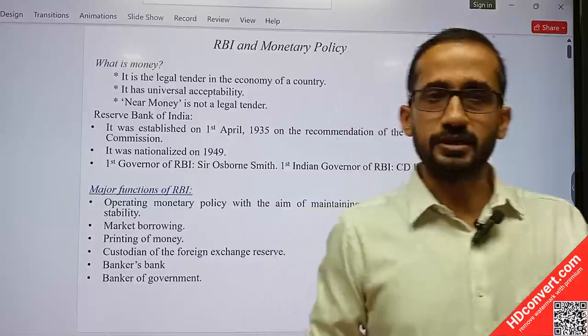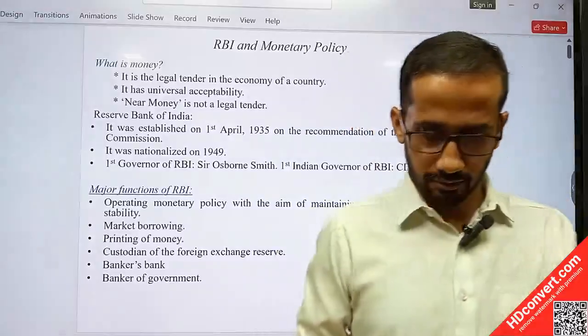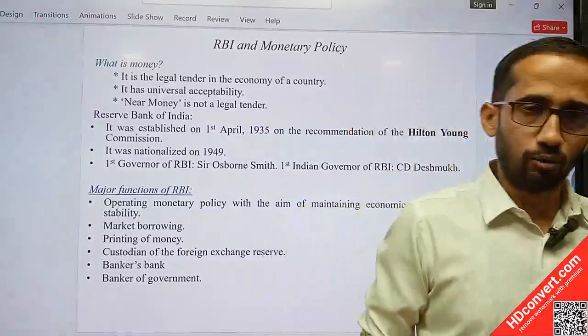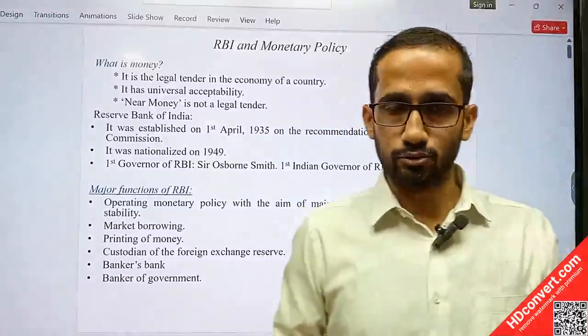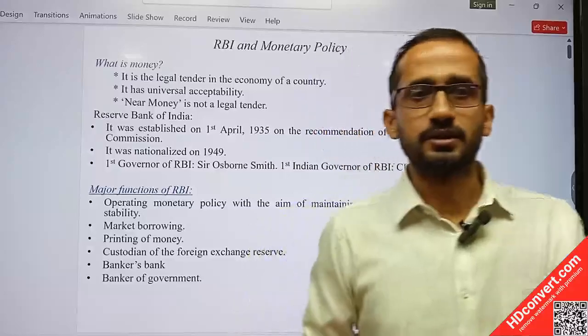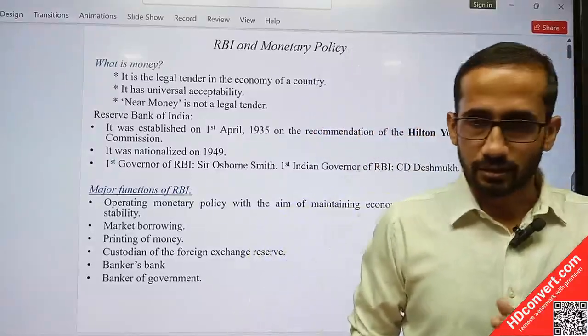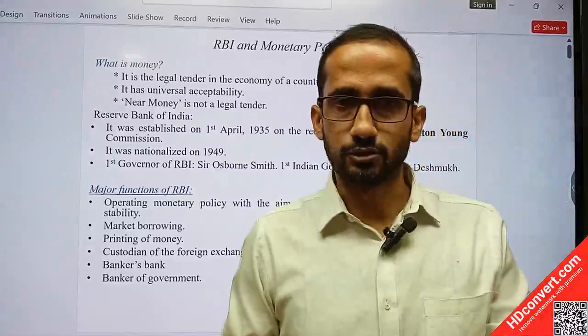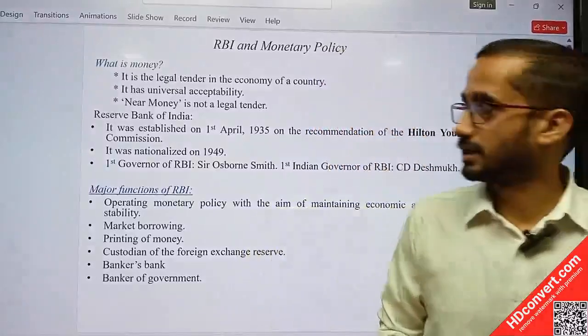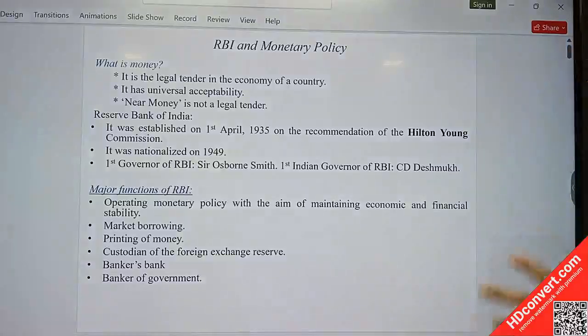Means they cannot be accepted. These rupees 500 and 1,000 notes are not legal tender at present because they are demonetized. If they are not accepted, we cannot challenge it in court. So this is about money.